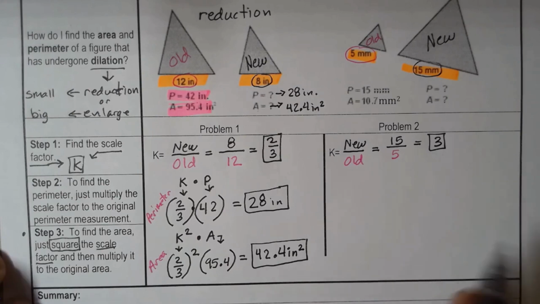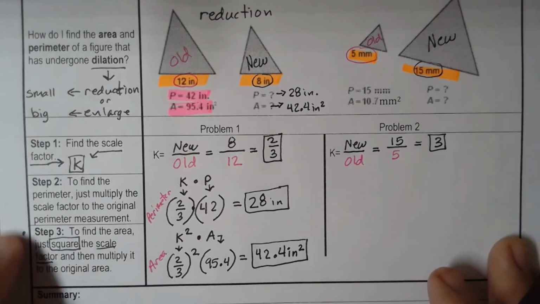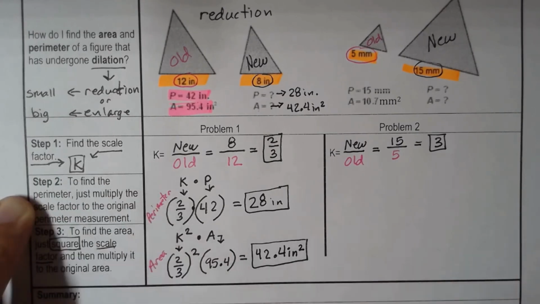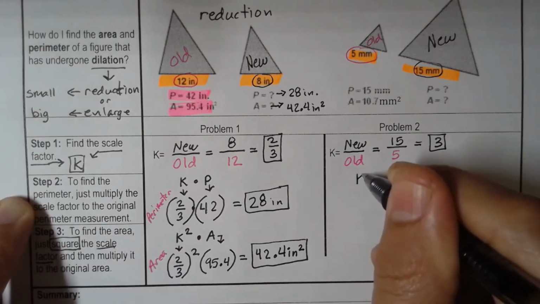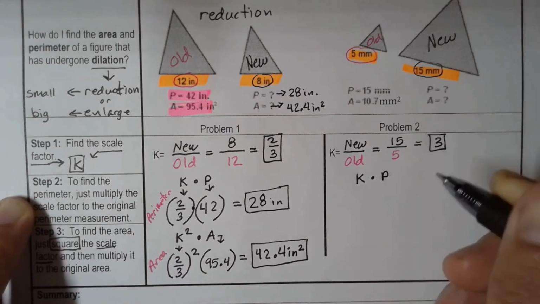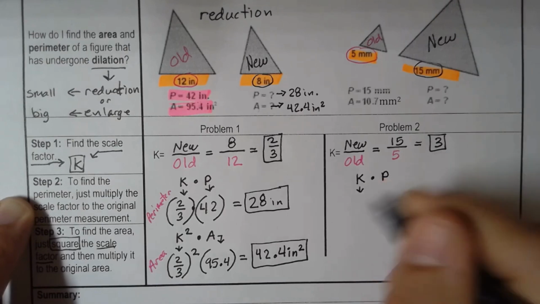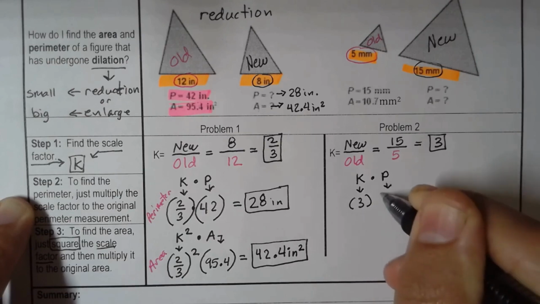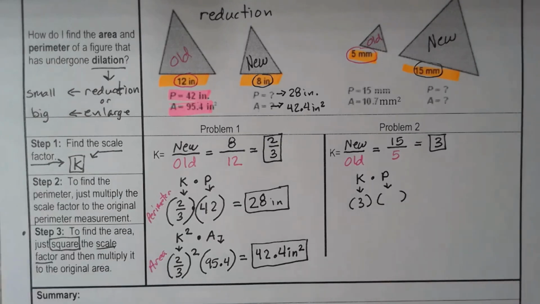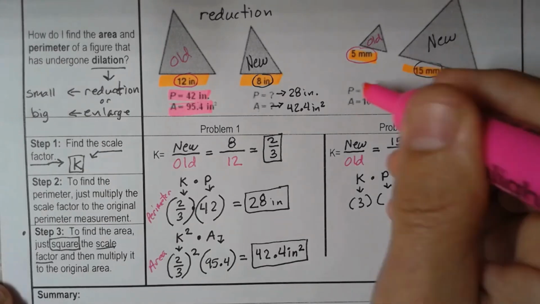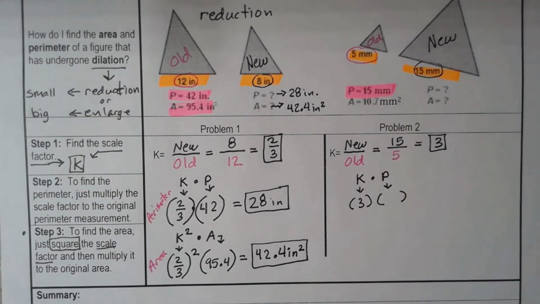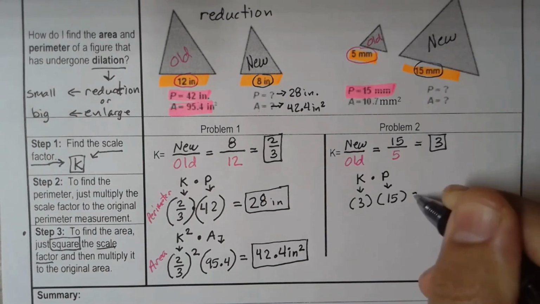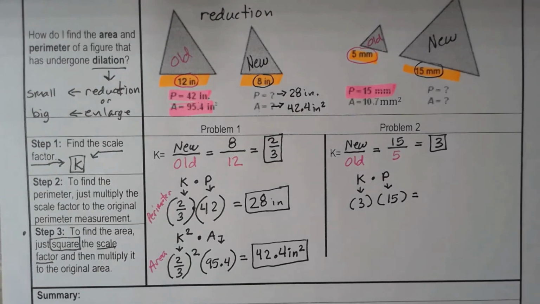Now I need to move to step 2, because I've done step 1, which is find the scale factor. Step 2 says to find the perimeter, just multiply the scale factor to the original perimeter. So I'm just going to say k times my original perimeter, which is p. I know k is 3, so I'm going to put it in parentheses. And then that's going to be multiplied times p. I'm going to put that in parentheses. So for this one, my original perimeter is actually 15 millimeters. Now I don't need to put millimeters in there, but I do need to put the 15. And then we'll put this in a calculator.